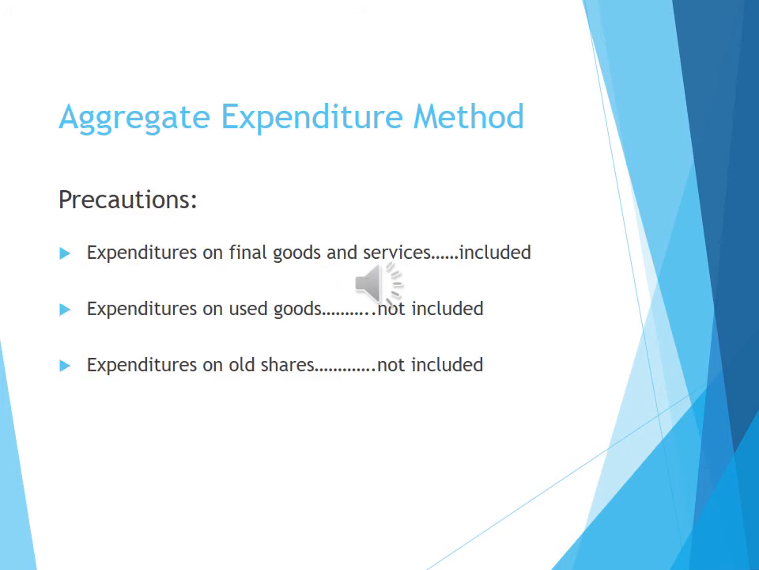Here are some precautions. Some precautions must be undertaken if we use the aggregate expenditures method to measure the national income. The first one is that only those expenditures must be included which are made on final goods and services. In the same way, the expenditures on used goods should not be included, and the expenditures on old shares also should not be included.